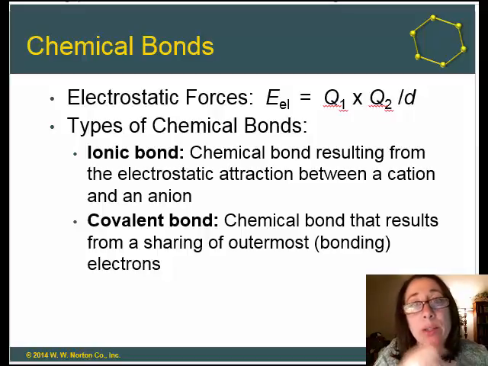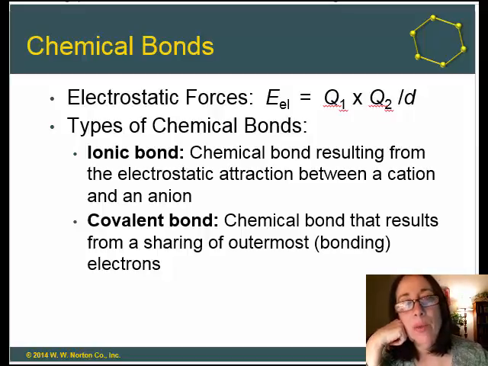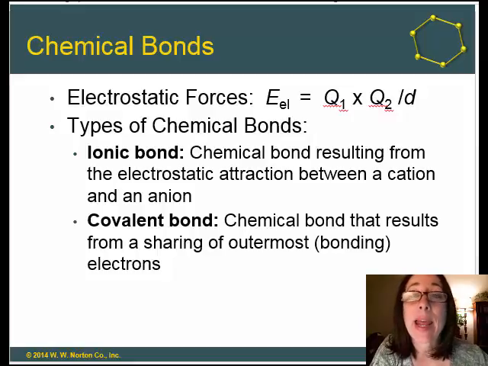So we're going to look at two different types of chemical bonds. We're going to look at ionic bonds, which are the attractive forces between cations, which are positively charged ions, and anions, which are negatively charged ions. And then we're also going to look at covalent bonds, which occur when two nonmetal atoms share electrons.